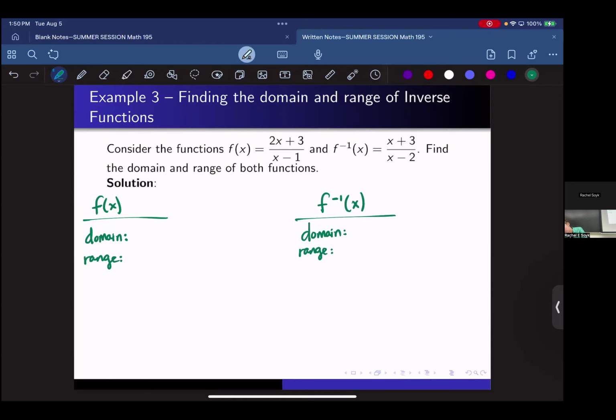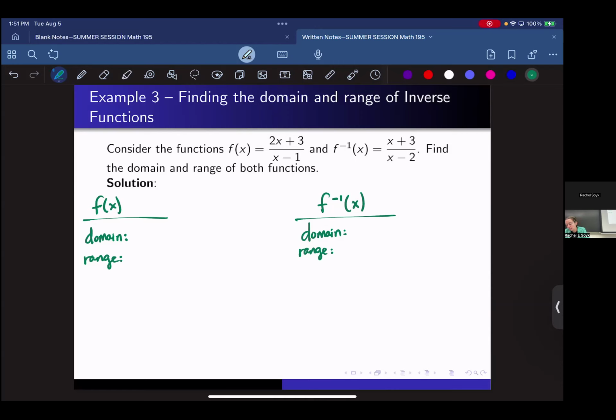So remember, when you're finding domain, you want to think about your restrictions. Can't be undefined, so no zero in the denominator. And if there are any square roots or radicals, can't be negative underneath that root sign. We don't have to worry about the roots here since there are no radicals, but we do have denominators.